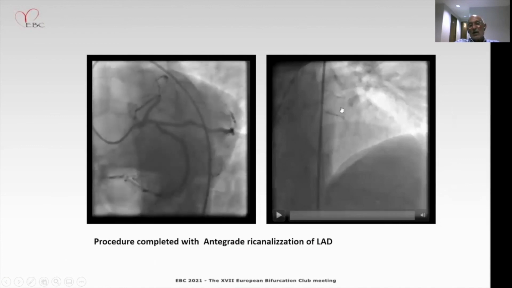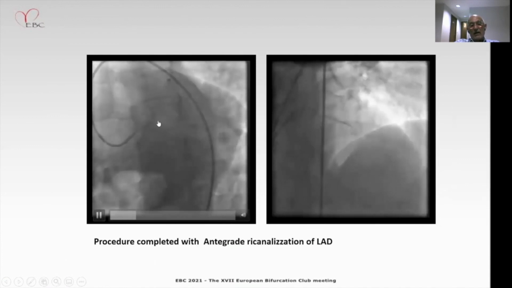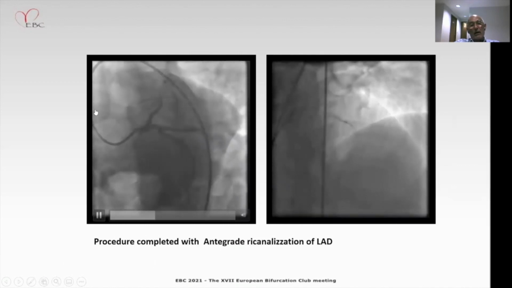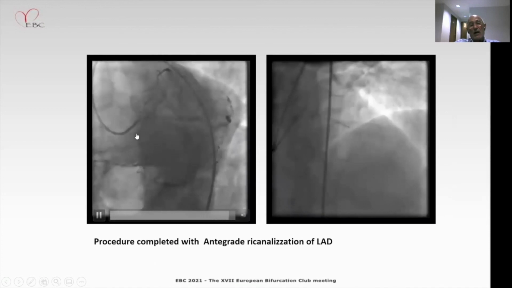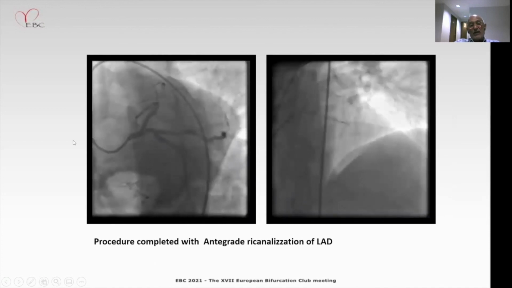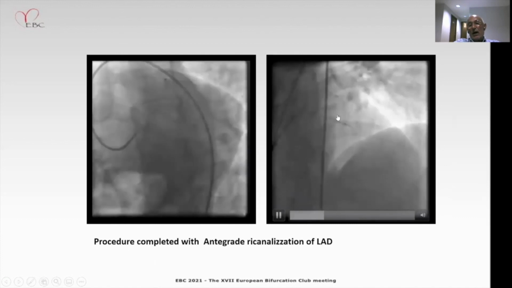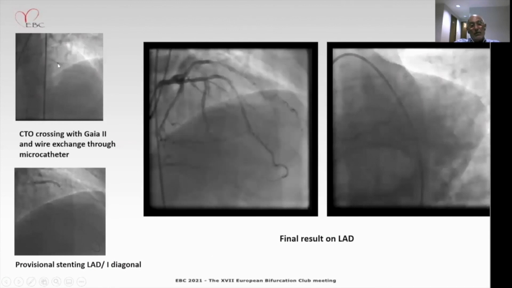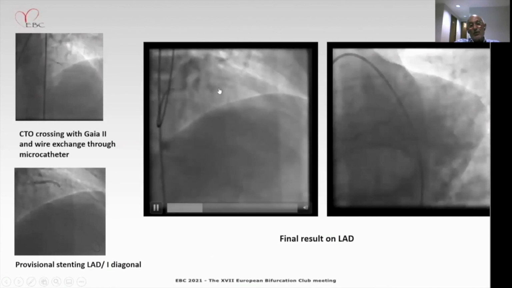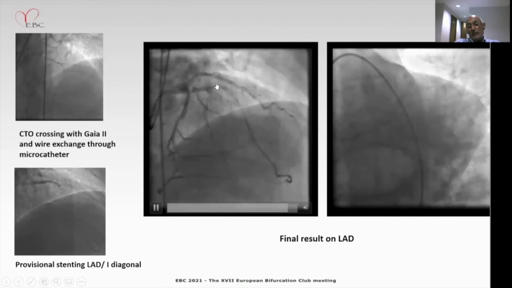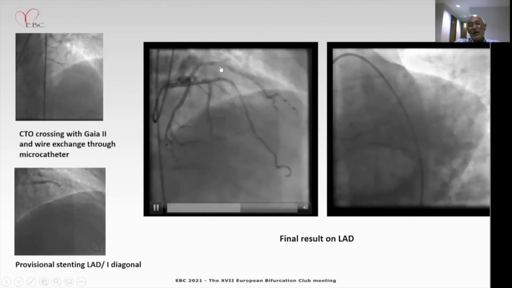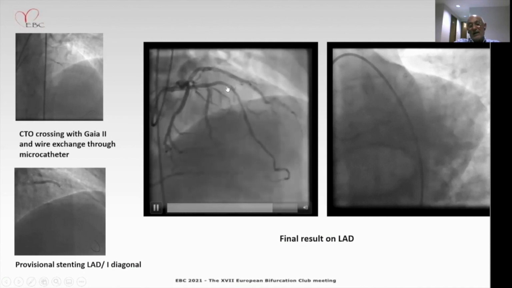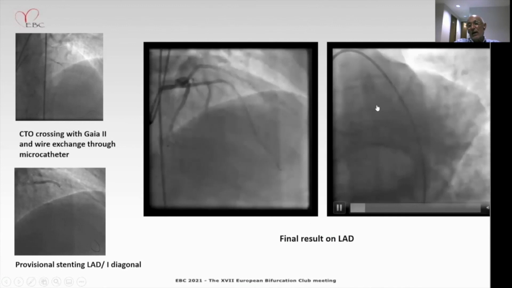And this was the final result after proximal LAD, ostial left main stenting. Then we proceeded to complete the procedure for LAD recanalization, which was performed successfully by antegrade approach. The total occlusion was easily crossed with a Gaia 2 wire. Then LAD was stented, and this was the result after LAD stenting.